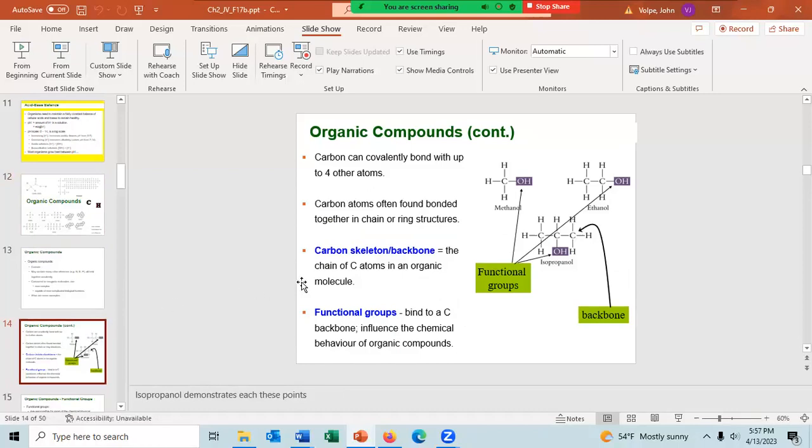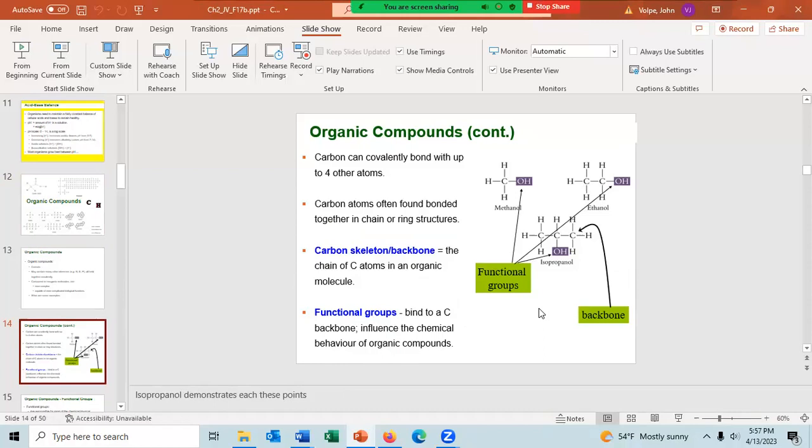So the carbon skeleton is the backbone of the organic compound, and the backbone is simply where carbon is bonding to carbon in an organic molecule. Like in ethanol, this right there is the backbone. In isopropanol, that right there is the backbone.